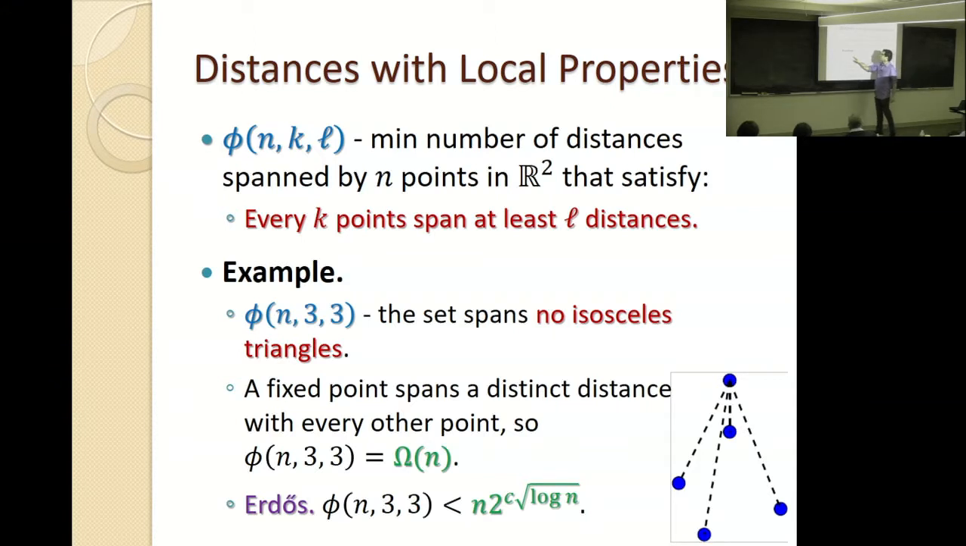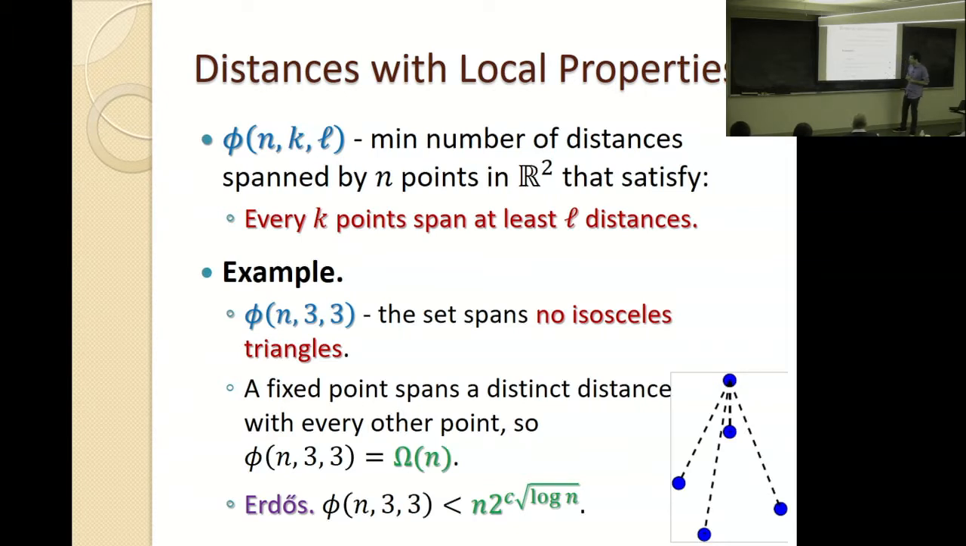To see how this works, here's maybe the easiest example: phi of n, 3, 3. Every three points need to span three distances. So we're not allowing isosceles triangles, that's three points with two distances, and we're not allowing equilateral triangles, one distance for three points. What happens now? Fix a point. We're not allowed to have isosceles triangles, so it has to have a different distance from any other point. Otherwise, we have an isosceles triangle. So it spans n minus 1 distinct distances with the n minus 1 other points. You immediately see that you have at least n distances.